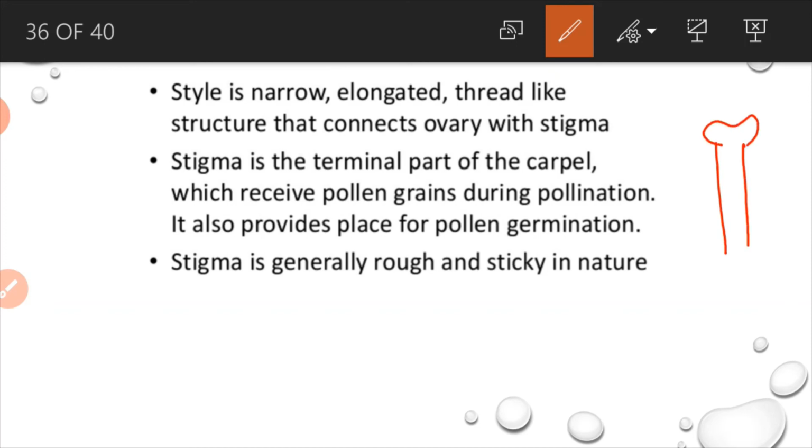So style is a narrow elongated thread-like structure. It may be hollow or solid. It connects the ovary with the stigma. Stigma is the terminal part of the carpel. It receives the pollen grains during pollination. It also provides a place for landing of the pollen grains. Stigma is generally rough and sticky in nature.